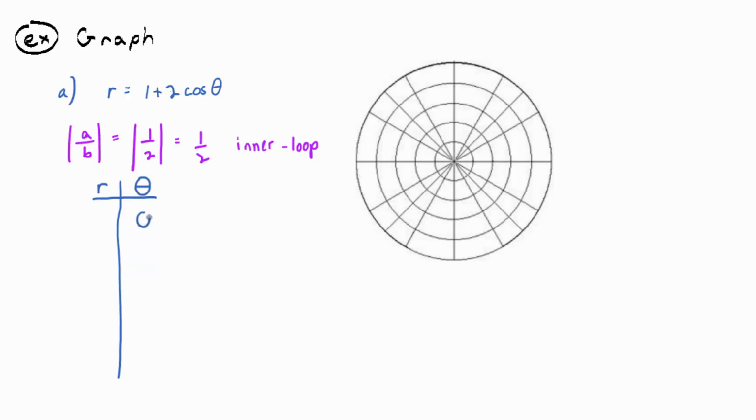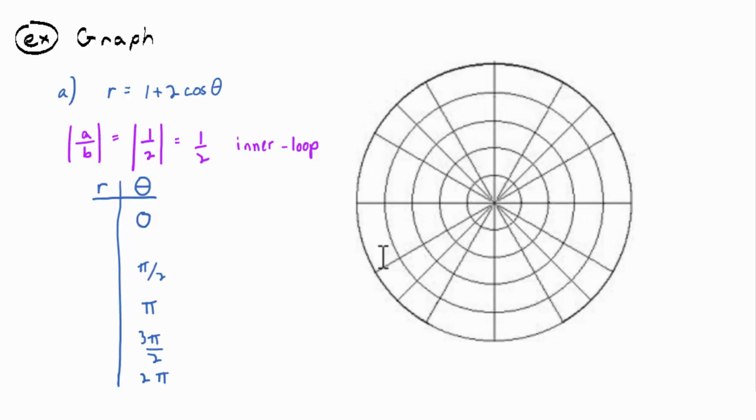So like 0, 90 degrees would be pi over 2. I'm going to leave a little space there. Pi over 2. Well, what about pi? Pi, 3 pi over 2, and then back to 2 pi. So remember, the corners then would be, let me make this graph paper bigger. So the corners would be 0, 90 degrees would be pi halves, pi, 3 pi over 2. And then 2 pi would coincide with 0.